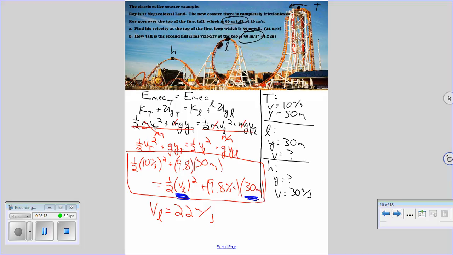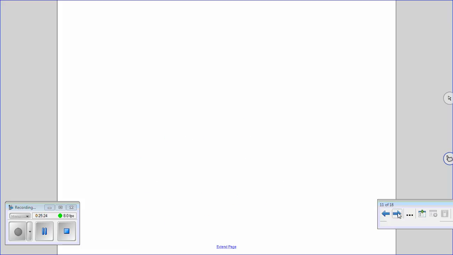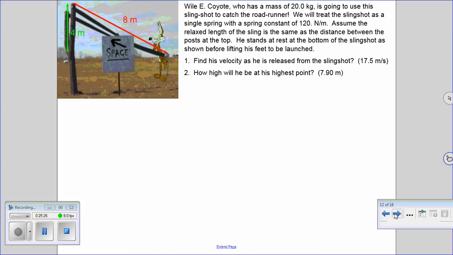Okay, so one last final example. All right, so here we go. So now we've got Wile E. Coyote. He's got a mass of 20 kilograms, and he's going to use the slingshot to try to catch the Roadrunner. All right, so we're going to treat the slingshot as just like a single spring with a constant of 120 newtons per meter. So let's write that down. K here is 120 newtons per meter.